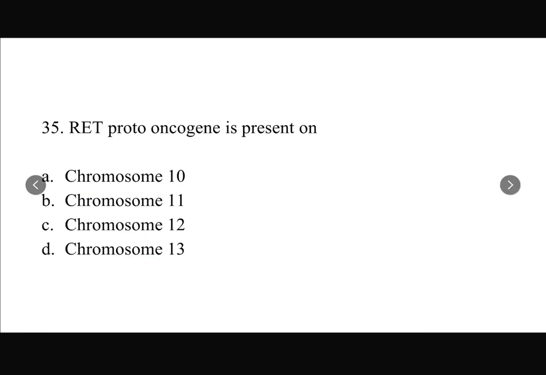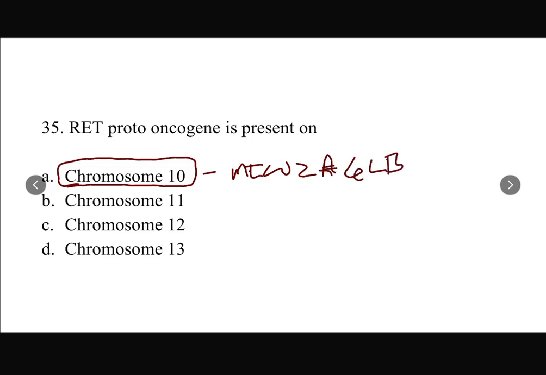So the RET proto-oncogene is present on chromosome number 10. So this is responsible for MEN2A and 2B.